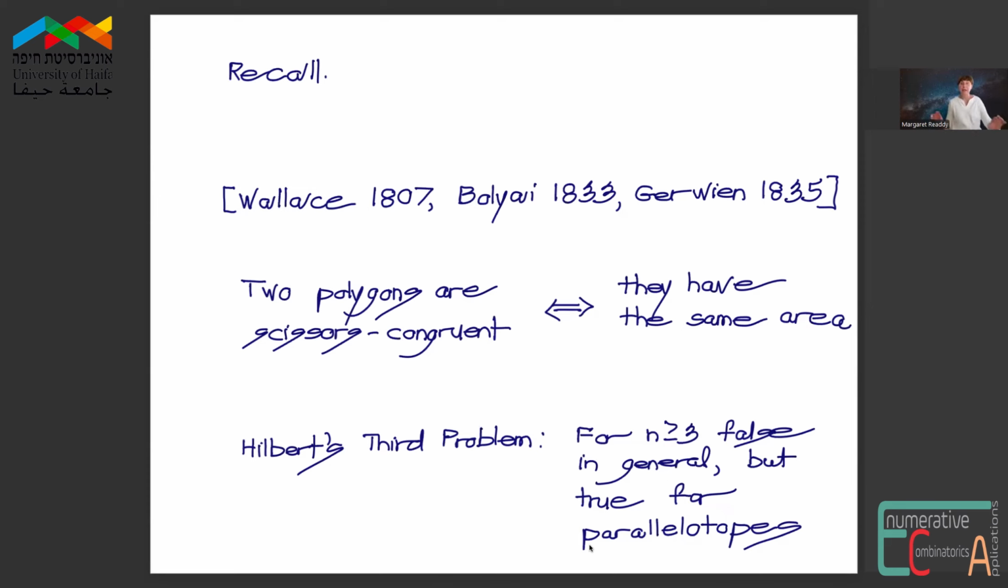Again, you have 2 polygons, you want to be able to cut one up with scissors, a finite number of pieces, rearrange it to the other one, and you can do that if and only if they have the same area. Hilbert's third problem asks, can this happen in general? And the answer is that no, for dimensions 3 and above, this is false. But actually, this is true in the case of parallelotopes. This has been shown. So that's actually a case where Hilbert's theorem does work.